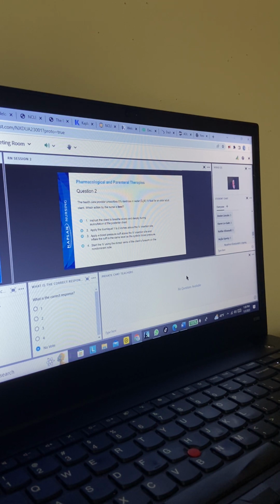The healthcare provider prescribes 5% dextrose in water, D5W, IV fluid for an older adult client. Which action by the nurse is best? So let's get our topic. Best means priority.